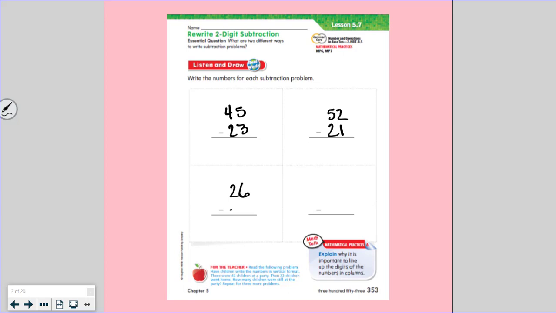And then we're going to take away 9. So we're going to put the 9 in the ones place. We're subtracting 9. So it's going to look just like that.